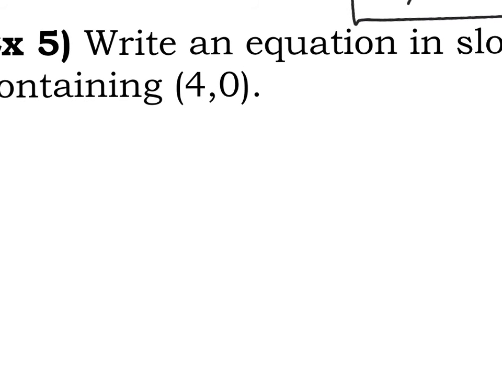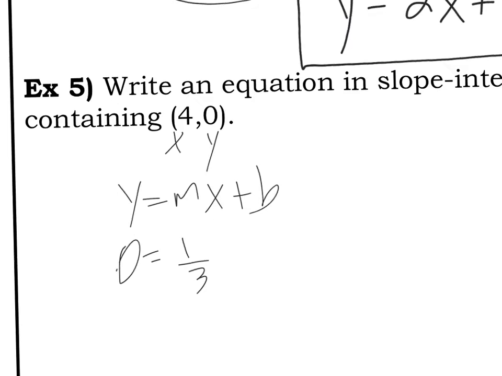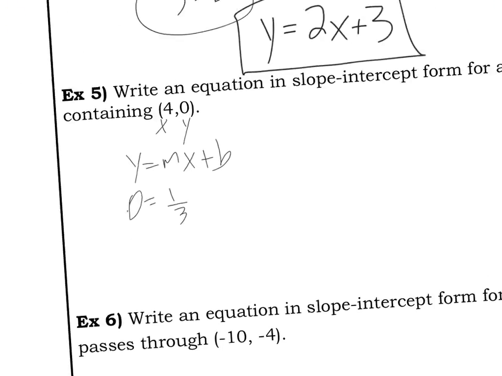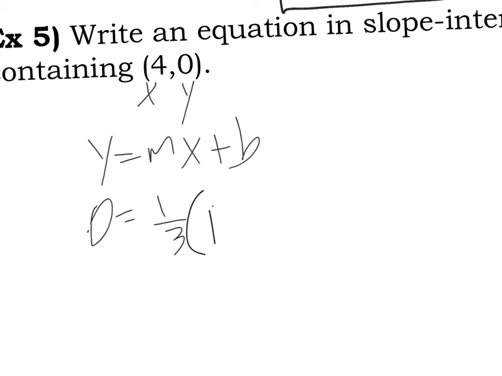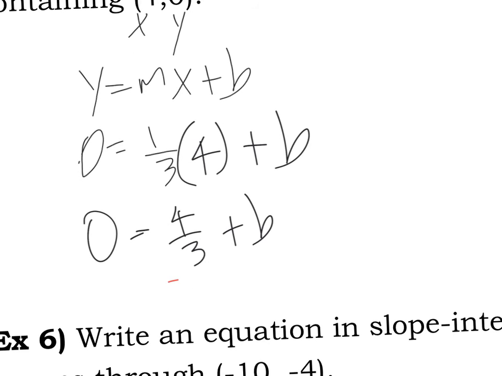It needs to contain this, so this is my x and my y value. So I have y equals mx plus b, but I have y is 0 equals, m is now 1 over 3, and x is going to be 4, parentheses 4, plus b. So 1 over 3 times 4 is 4 over 3. So 0 equals 4 over 3 plus b. So that means you just need to minus the 4 over 3 to the other side. And so you get b equals negative 4 over 3.